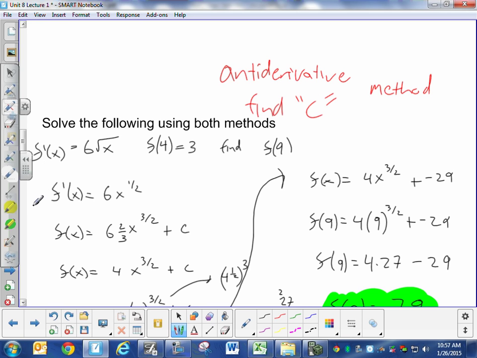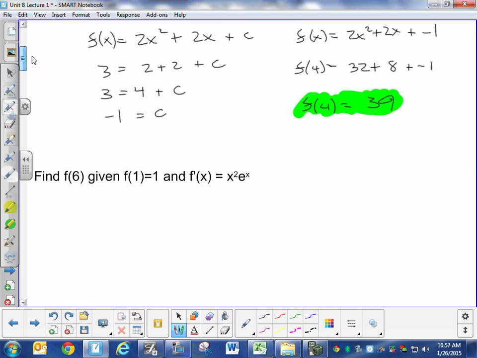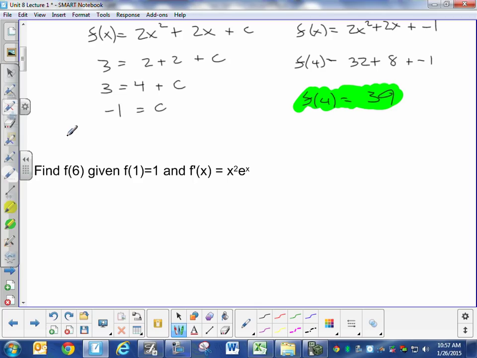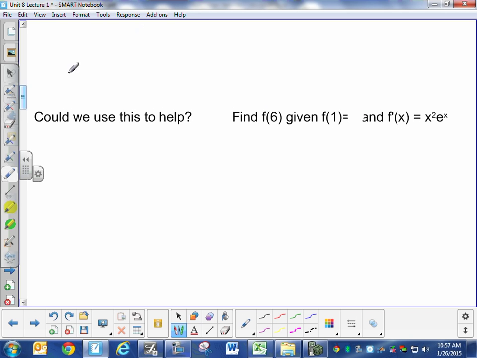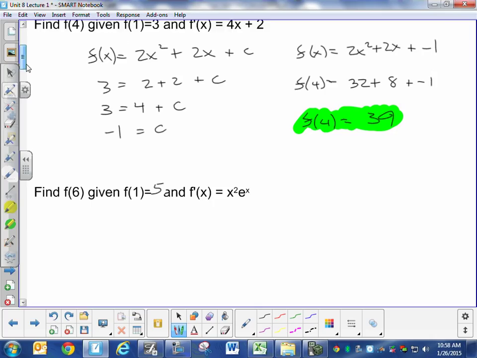Well, let's try a third one. Here we go. Find f of 6 given, let's change this from f of 1 is 1. F of 1 is equal to 5. Yep. And f prime is equal to x squared e to the x. I'm going to change it to 92. All right, figure that one out.